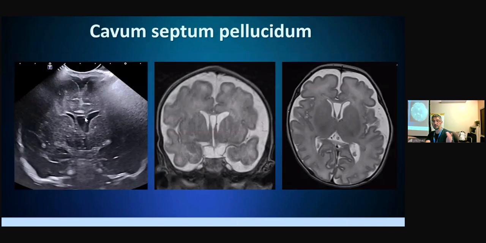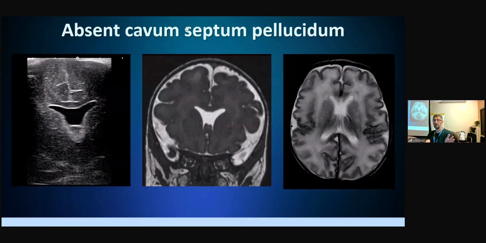It is not connected to the ventricles. So pathologies like hemorrhage within the ventricle do not extend into this. Here, this is the absent cavum septum pellucidum on the ultrasound. So there is no cavum, there is no septum at all on the MRI. In this group of patients, they need to be further investigated for septo-optic dysplasia, for other syndromes. Corpus callosum may be abnormal too. Pituitary gland may be abnormal. This is abnormal.